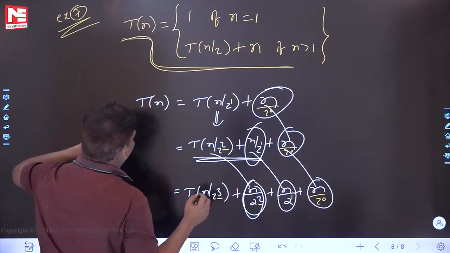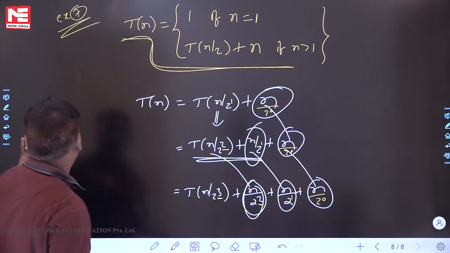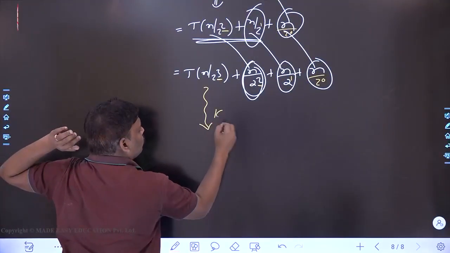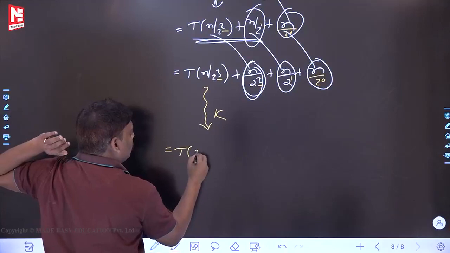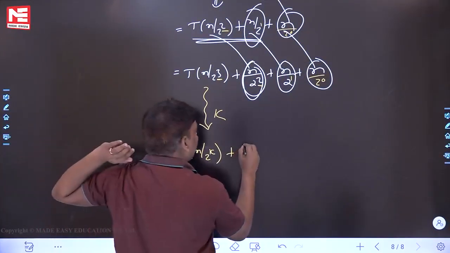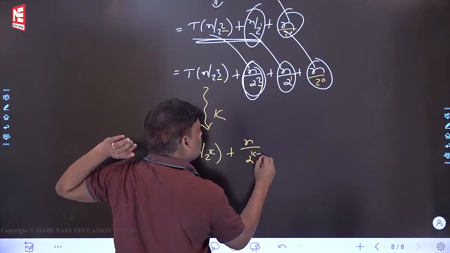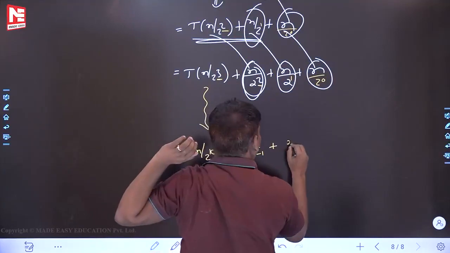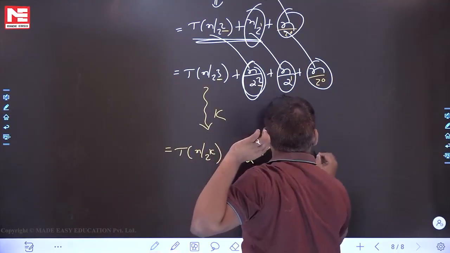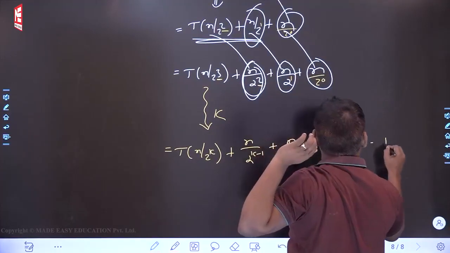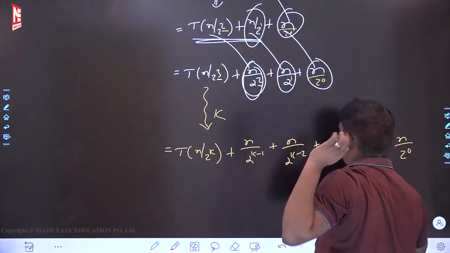Because you are really comfortable, let's do the same thing for k times. If I do k times, what is the answer? T(n/2^k). This will become n/2^(k-1); 1 less, see, 3 means it is 2, k means k minus 1. Next one n/2^(k-2), n/2^(k-3), and so on. Lastly, n/2^0.